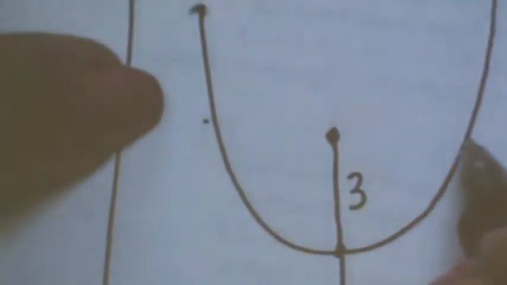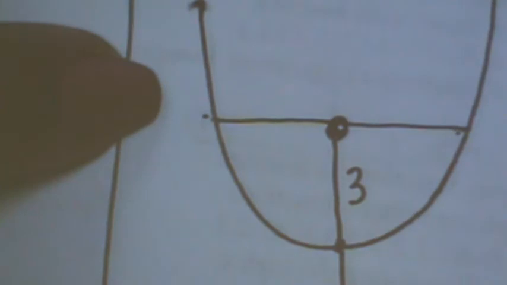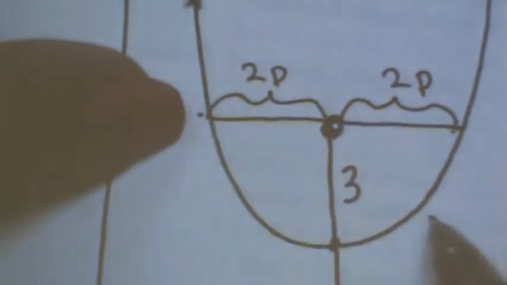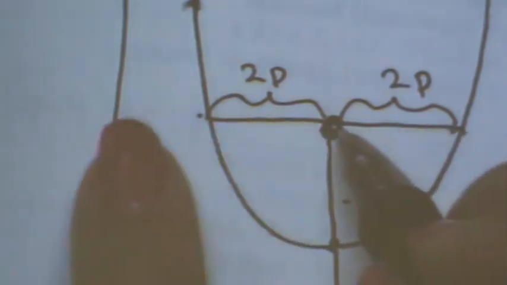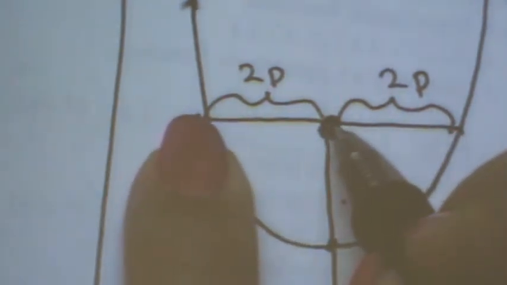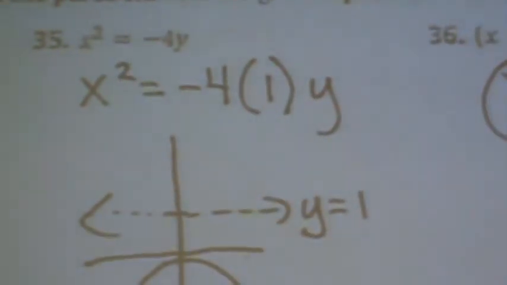And 4 times this P value is how wide this is from here. It's a chord that goes through here. So this is gonna be 2P, and this is 2P. That's where you get your 4P. So in other words, from here to here is 6 units long, and here to here is 6 units. Okay? You guys can handle that, right? Yeah. Okay, 2 more. Funny name.